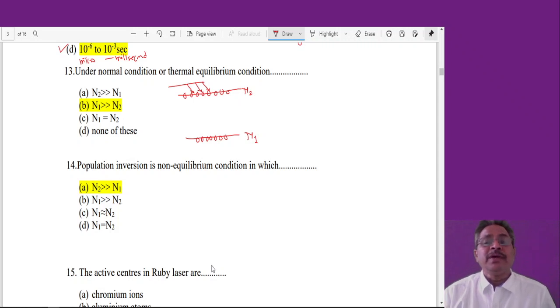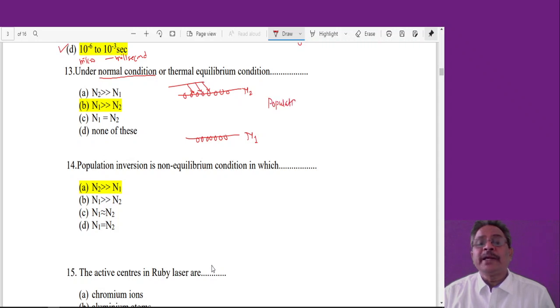Depending upon that, we have different types of conditions. In normal conditions, usually the number of electrons in the N1 state is much more, and therefore the number of atoms having N1 is large as compared to N2, and this is called the normal condition. In abnormal condition, the number of electrons in the N2 state is much more as compared to the number of electrons in the N1 state. That is called the abnormal condition, or population inversion.